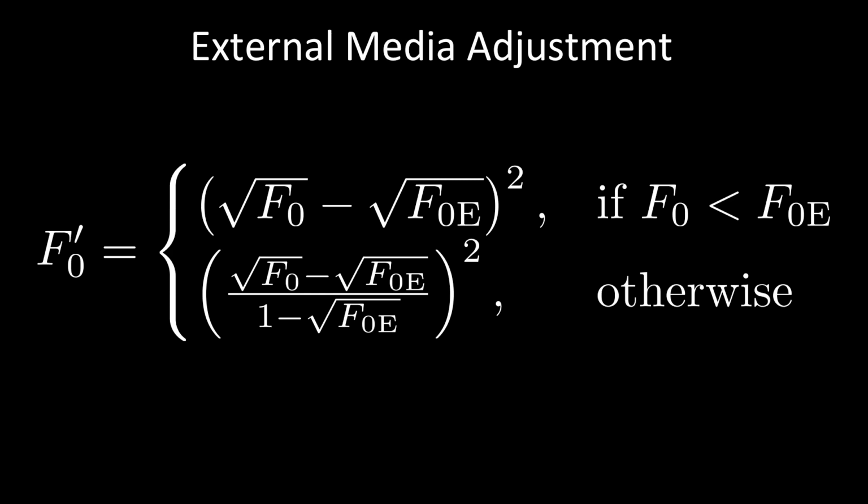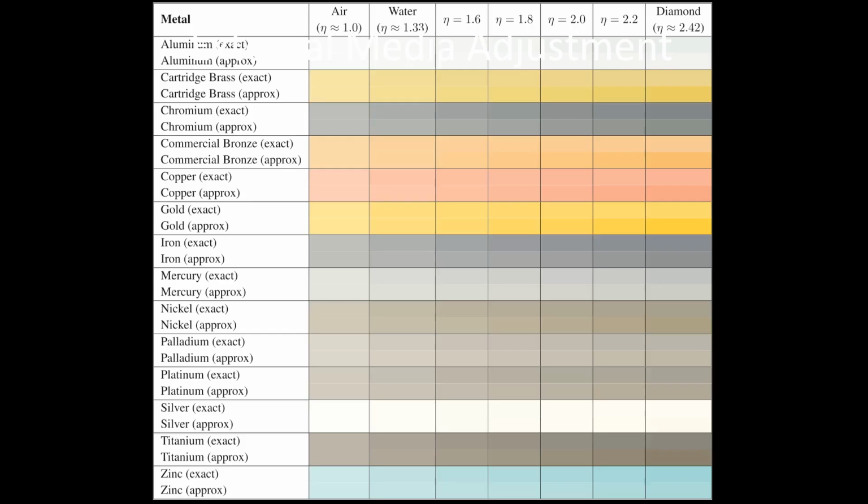If you need accurate renders for metals embedded in diamond, then accuracy for the high IOR case can be improved by tweaking the formula slightly, at the cost of making it asymmetrical. Switching internal and external IOR no longer gives the same result. Here are the results for the tweaked formula.